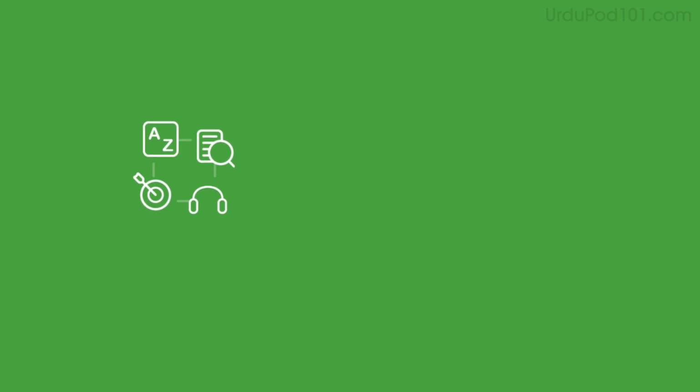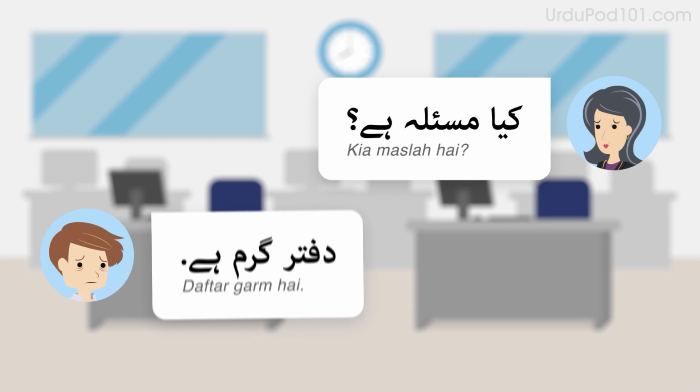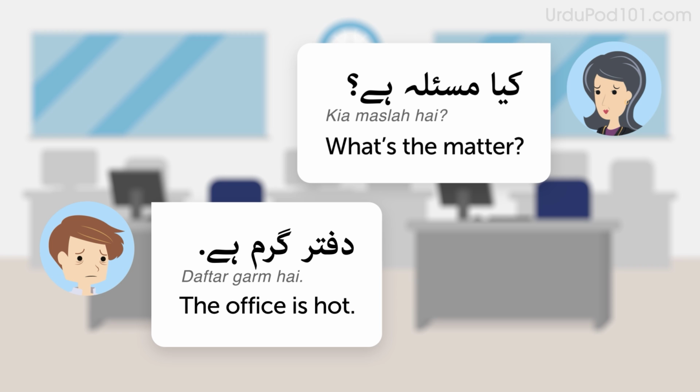Now let's take a look at some conversational phrases. Listen to the dialogue. क्या मसला है? दफ्तर गर्म है. Once more with the English translation. क्या मसला है? What's the matter? दफ्तर गर्म है. The office is hot.